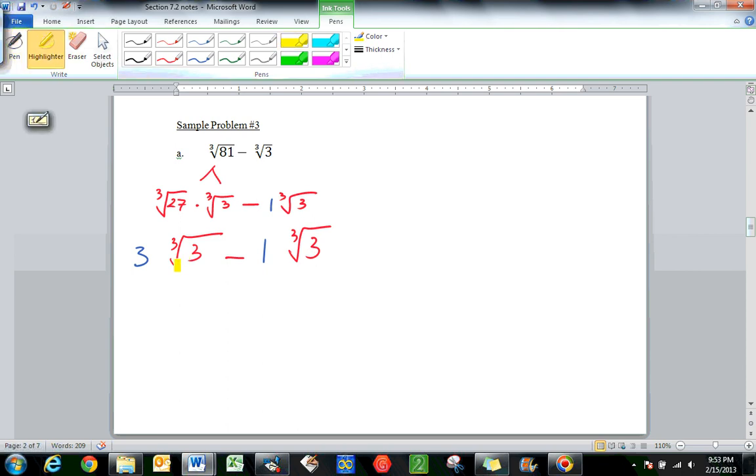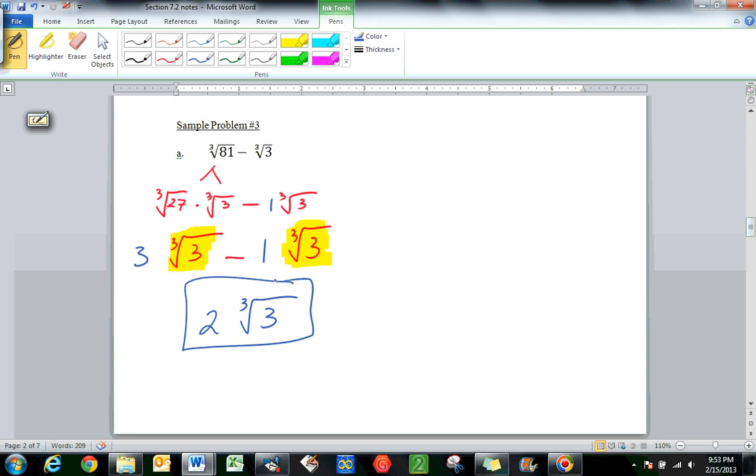And now we have a situation where we have like terms, the cube root of 3 on both parts, and so I can take 3 minus 1, which is going to be 2, and then of course times the cube root of 3.